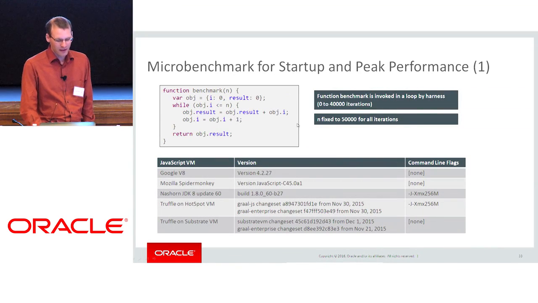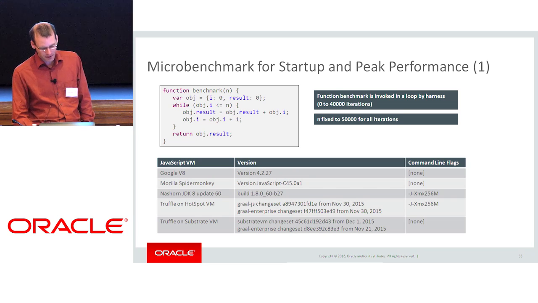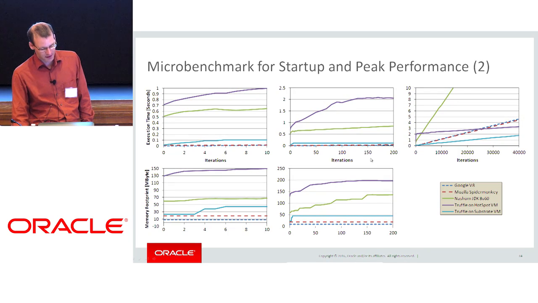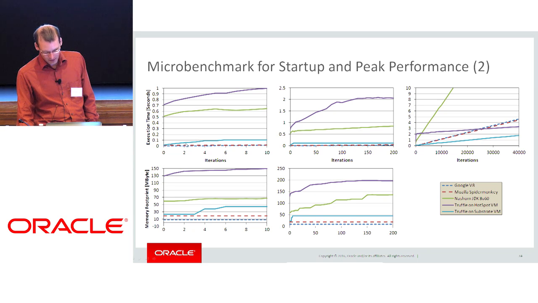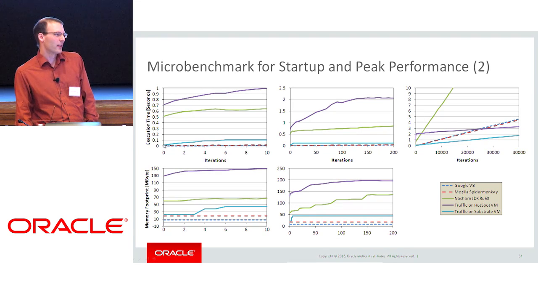And with this slightly bigger benchmark, we just sum up numbers. I have a couple of slides here where you see that if we run only very few iterations, we do a startup benchmark, and Substrate VM, this line, starts up in more or less no time. So you get the same startup behavior as V8. At some point, of course, we start compiling. In the long run, if you run many iterations, you get the same peak performance that you get when you run Truffle on the HotSpot VM.